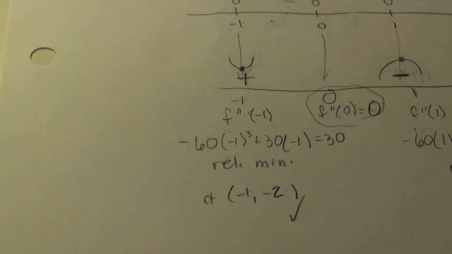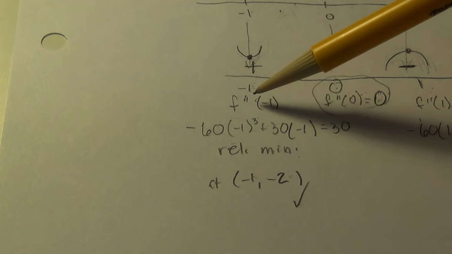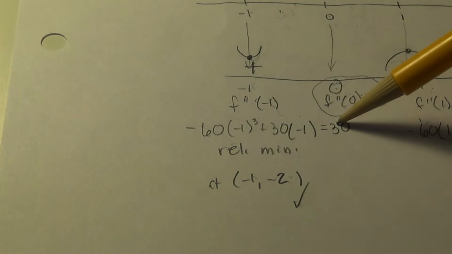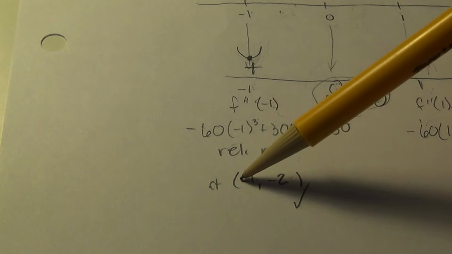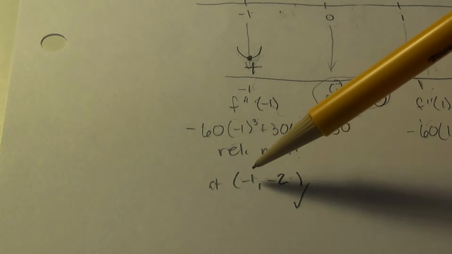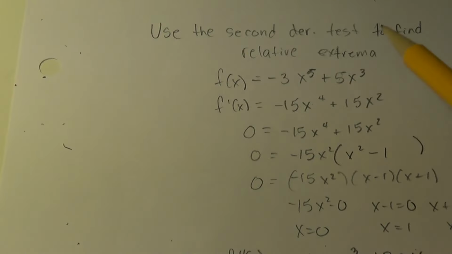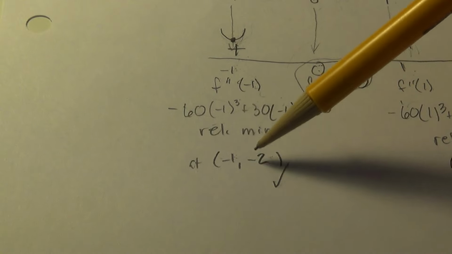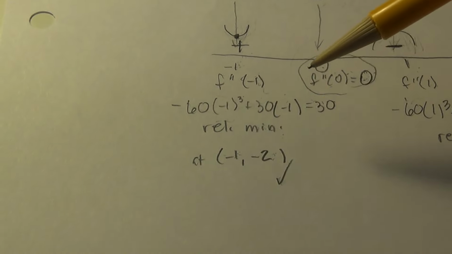Okay, let's finish up this example. At x equals minus 1, I plug that into the second derivative, and when I did that I got a positive number, so that tells me I have a smiler, which is a relative min, at x equals minus 1. And I plugged the minus 1 way back into the original and got y equals minus 2. So I know for sure that I have a relative min at that point.